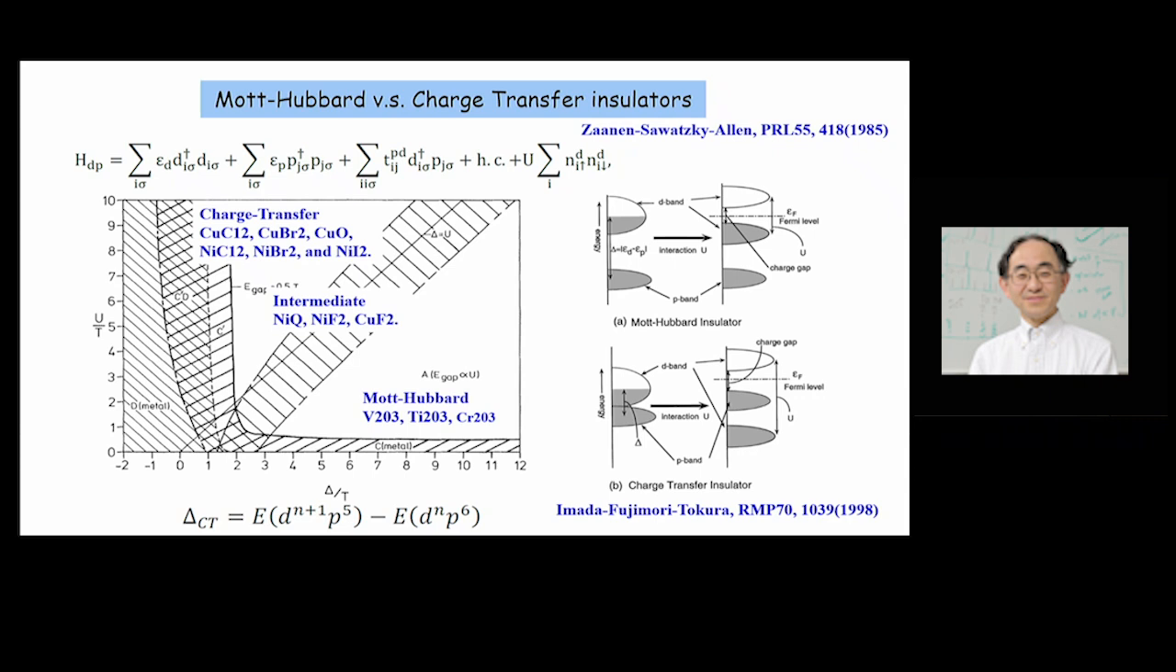So if you look at a magnetic oxide, first you should look at which position your material sits in this phase diagram.